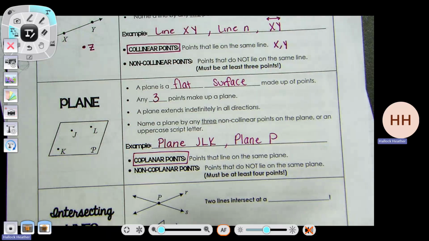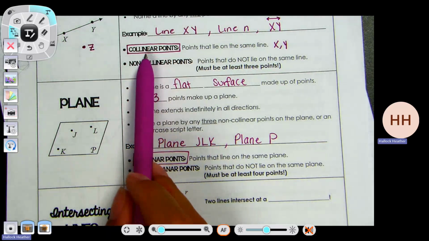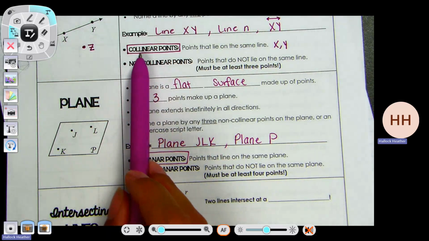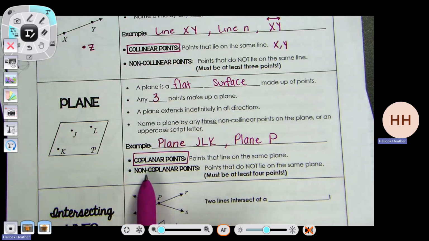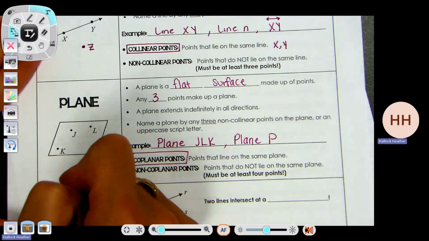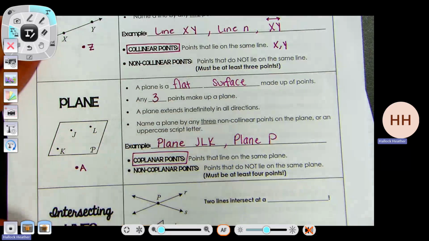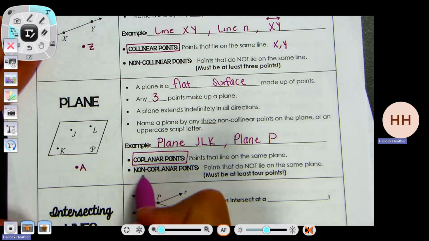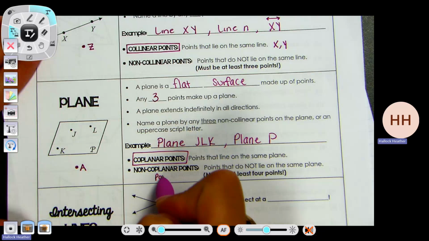If it's coplanar, they always use collinear. Collinear is the vocab word that they tend to always use. Coplanar means the same thing, but instead of all being on the same line, coplanar is all on the same plane. So if it's non-coplanar, then that would be a point over here. Like if we make this point A, that one's obviously not on the plane. So a non-coplanar point would be like point A.